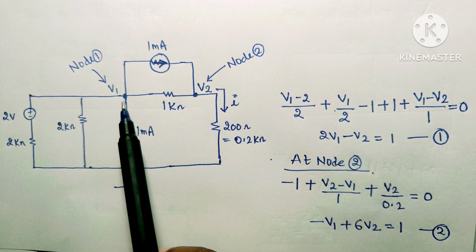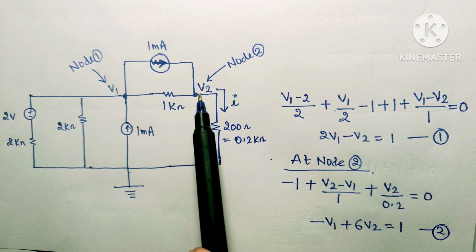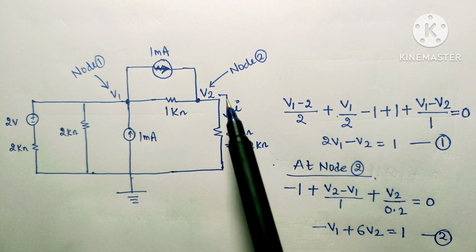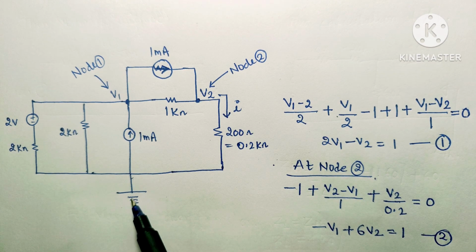Now we will consider this node 1 and this node 2. Let the voltage of node 1 be V1 and the voltage of node 2 be V2, and this node is assumed to be grounded, as per nodal analysis.